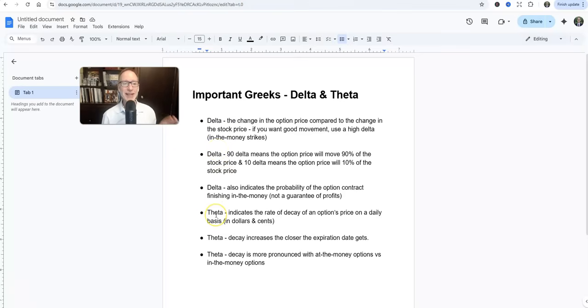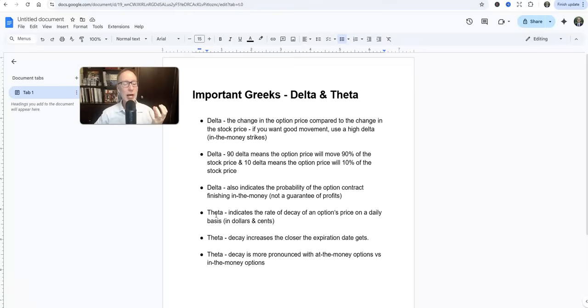The next one is theta. Theta is very important, especially for option buyers. Theta is a number that tells you, on a dollar and cents basis, how much the option value or its price will decay each day. Just because we turn the calendar to the next day, that option is going to lose a little bit of its value every single day as it marches on towards expiration.